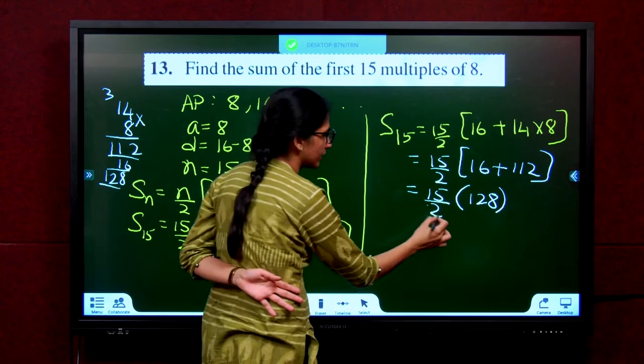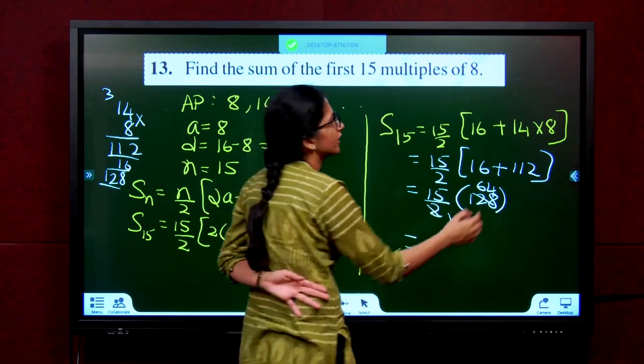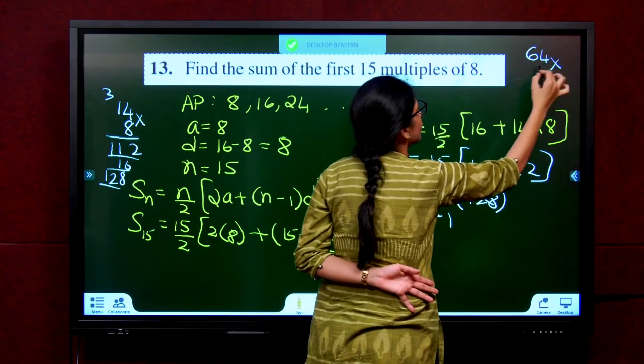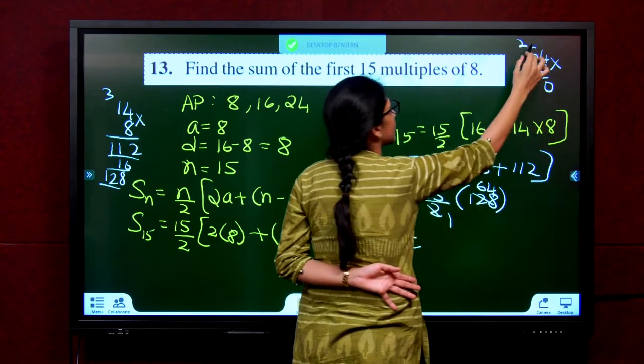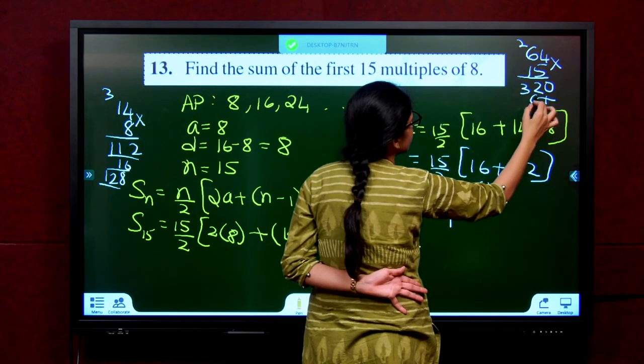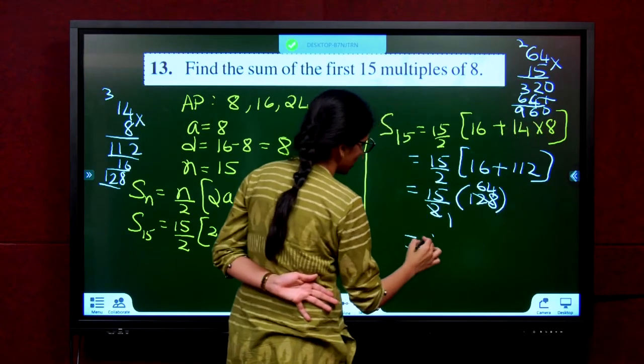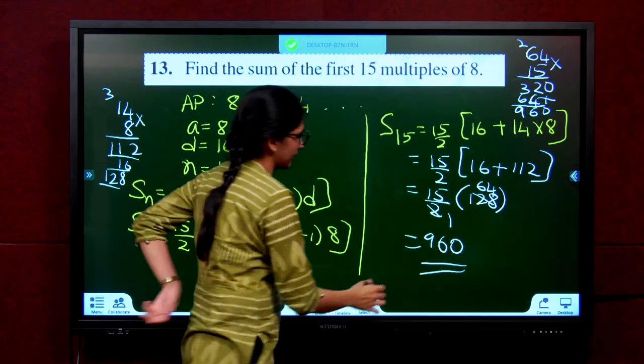2 will go with 128, 1 and 64. So 64 into 15. 5 4s are 20. 5 6s are 30. 30 plus 2, 32. To that add 64: 0, 6, 9. So your answer is 960.